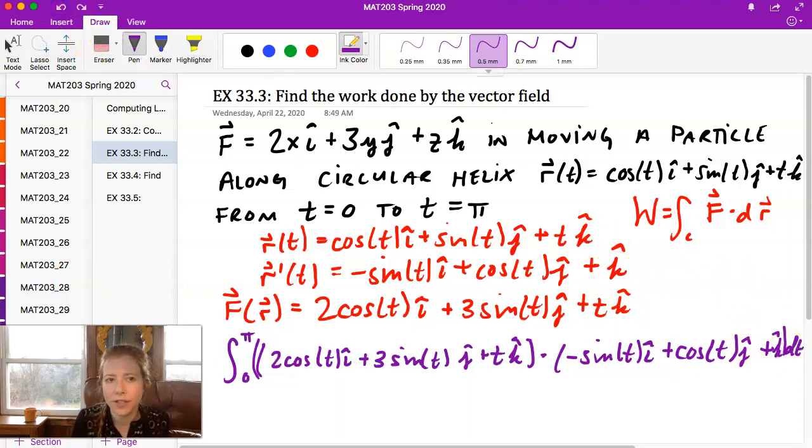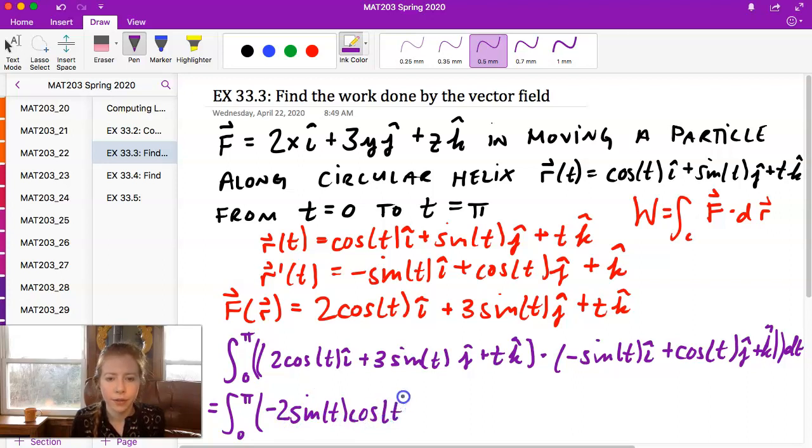My double parentheses here are a little messy. Let me just fix these. One, two. Okay. And so let's take the dot product. And we have minus 2 sine t cosine t plus 3 sine t cosine t plus t dt.